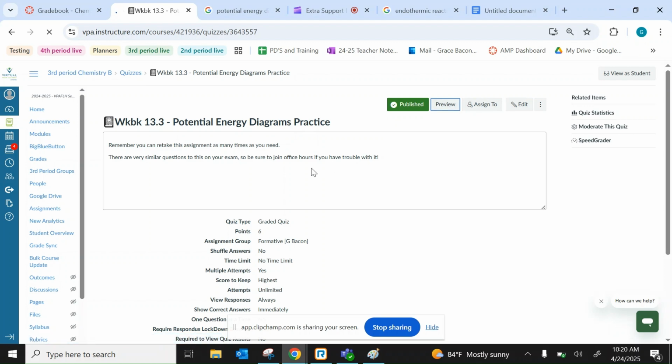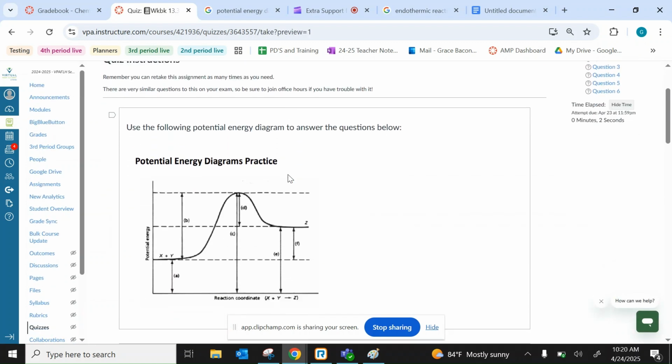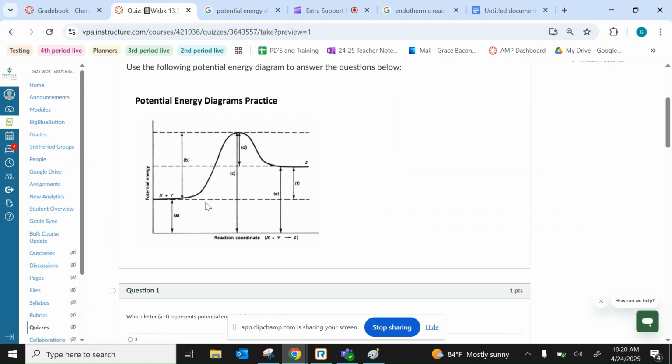Okay, so now let's look at the actual workbook assignment that you guys have with these. So here is the potential energy diagram I was asking you about. And so again, first thing you want to do is ask yourself, is this an endothermic or exothermic reaction? And we do that by thinking about the enthalpy of the products and reactants. So here, my enthalpy of my reactants is lower than my enthalpy of my products.